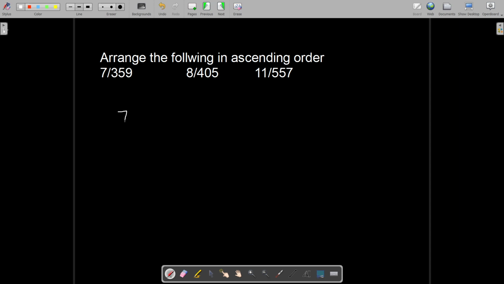First fraction is 7 by 359. Divide the numerator and denominator by 7. You get 1 by 359 by 7 is 51 point something. 51 and 2 by 7 I think. Now the second fraction is 8 by 405. Divide the numerator and denominator by 8. You get 1 by 50 and 5 by 8.